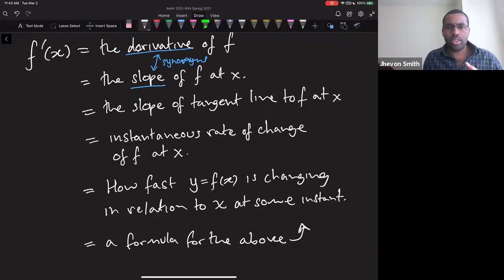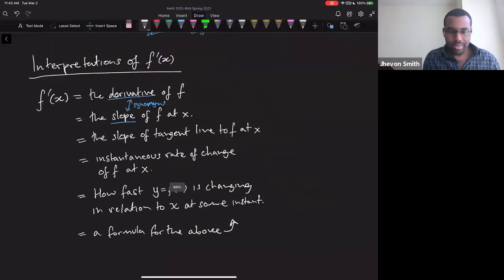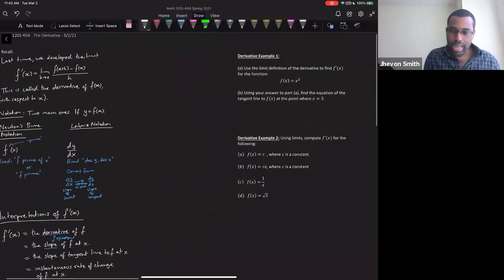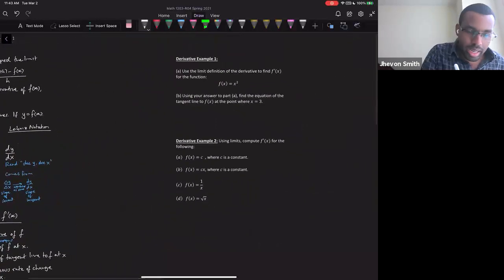Any questions on that so far? So yeah, those are really just facts to know. It's not so much something to understand, but let's actually do some examples.